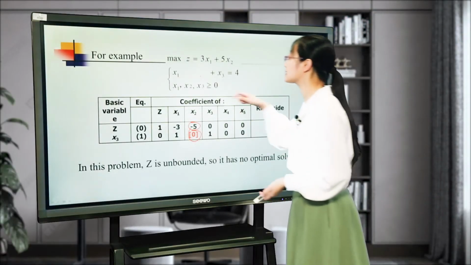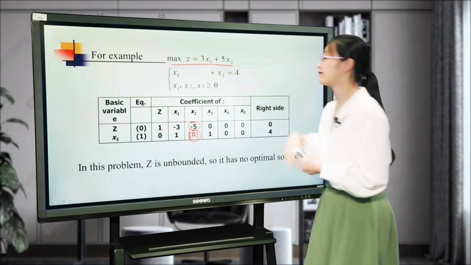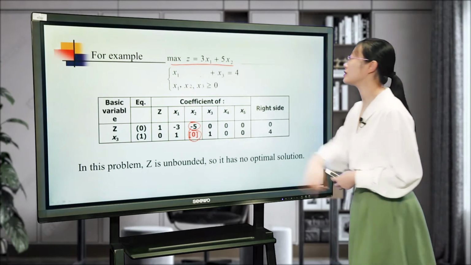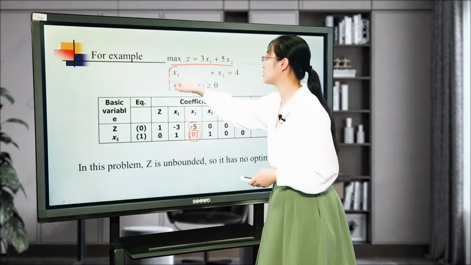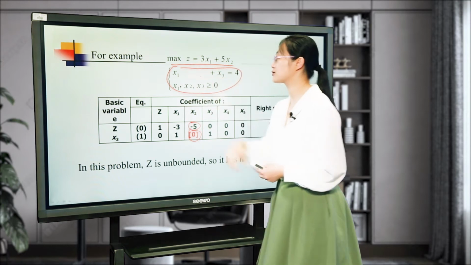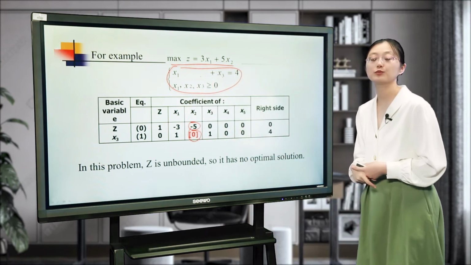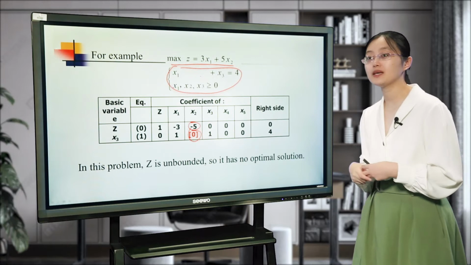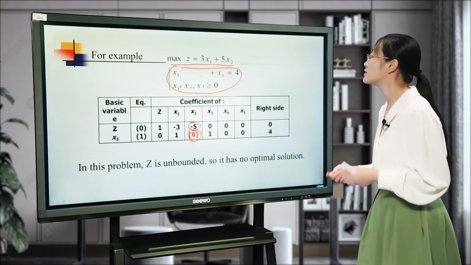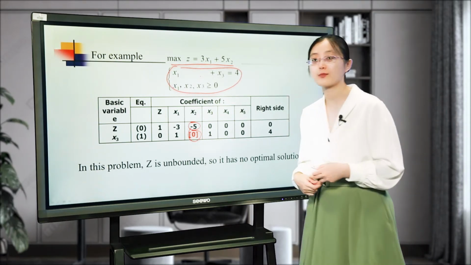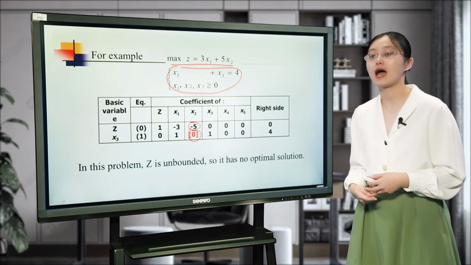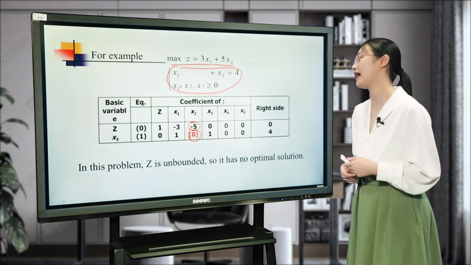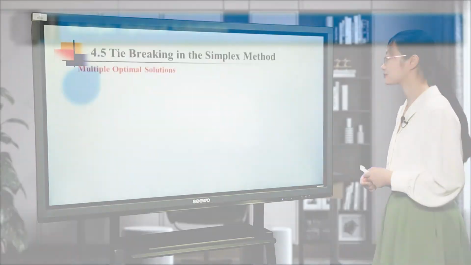Or we can see this conclusion from our objective function. Our objective function contains 5x2, but in our constraints, there is no upper bound for x2. We only say x2 has to be non-negative, so it can be increased indefinitely. So x2 can go as far as possible, so our objective function z will not have a maximum value. It will not have an optimal solution.